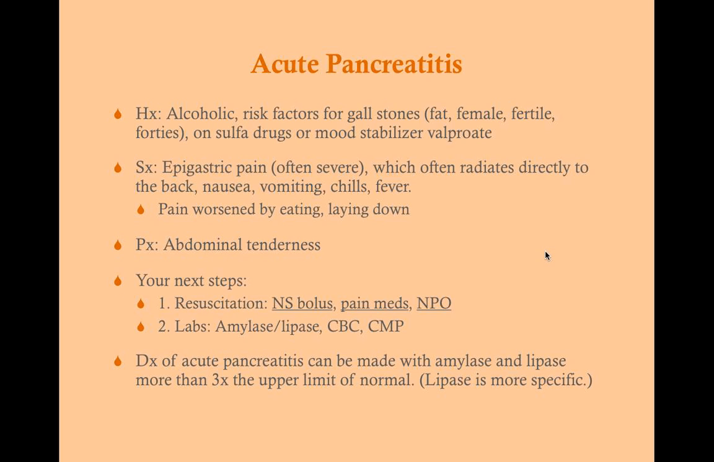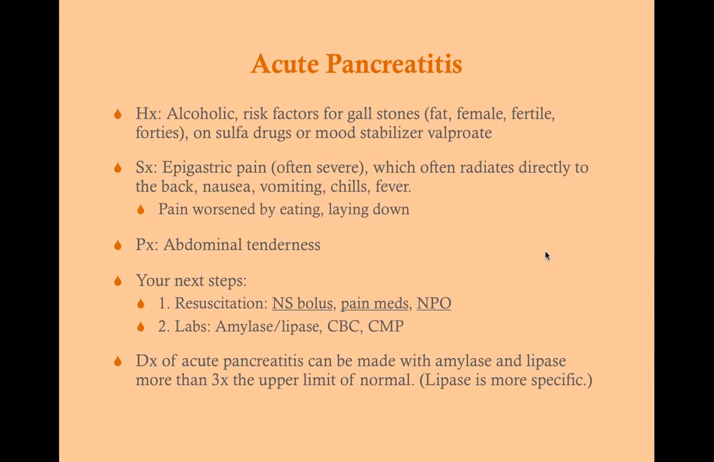So usually the stereotypical history that we see with patients with acute pancreatitis is the alcoholic or the patient with risk factors for gallstones, and that is fat, female, fertile, and in her 40s. And those together, I would say, make up approximately 70 to 80% of acute pancreatitis cases. Also, patients on sulfa drugs and the mood stabilizer valproate, those are also very commonly prescribed drugs, so keep an eye out for those.